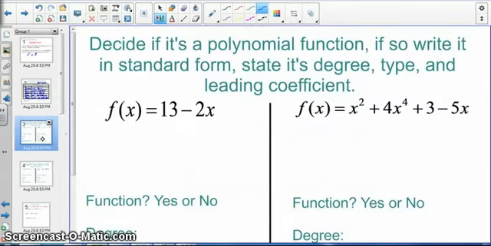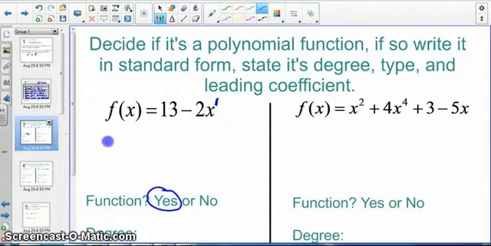Alright, so remember, you can pause this at any time to keep in line. Okay, let's decide for this next slide. Let's decide if these are polynomial functions, and if so, we'll write them in standard form, state its degree, the type, and leading coefficient. First, is this a polynomial function? F of x equals 13 minus 2x. Remember, we can't have a negative number for an exponent or a variable. So look at our exponent. It's a 1. So yes, this is a polynomial function.